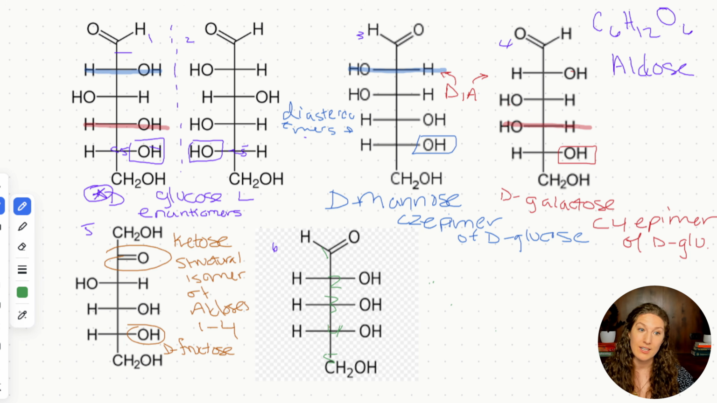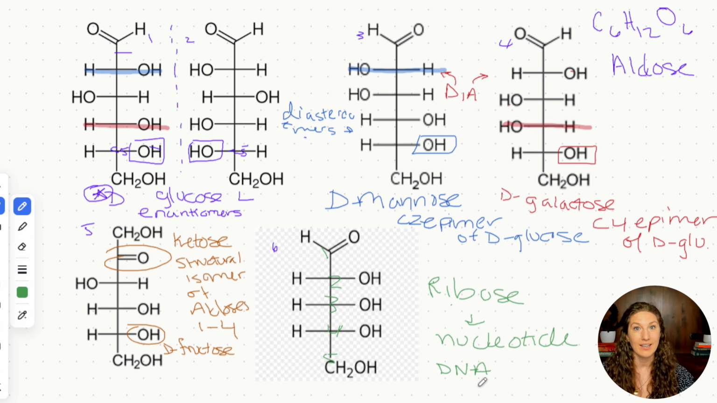And this guy in particular is known as ribose. Now, ribose is really important, not for carbohydrate metabolism, but because it's an essential structure of nucleotides. You might recognize the term DNA, deoxyribonucleic acid. All right, ribo meaning ribose. All right, RNA, ribonucleic acid. The ribo stands for the ribose sugar.